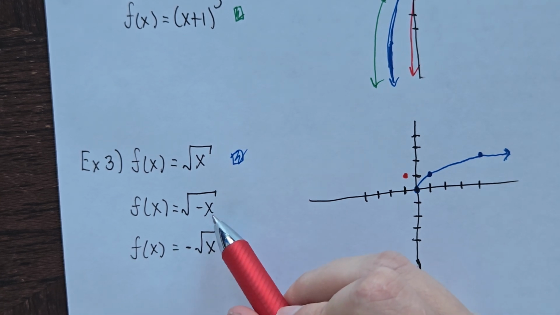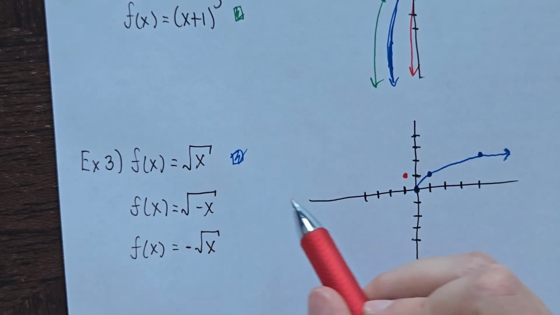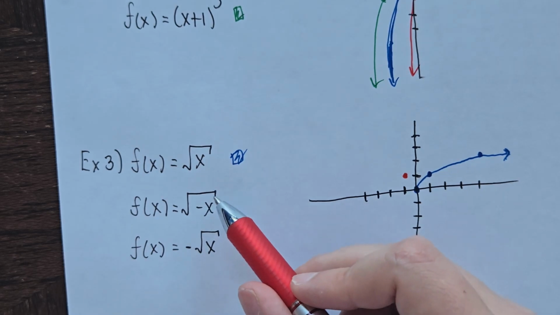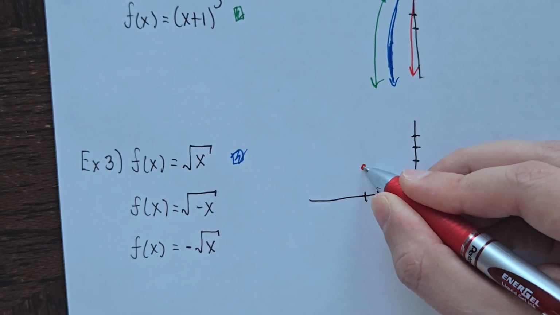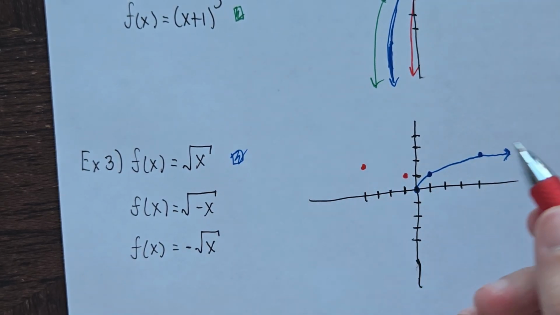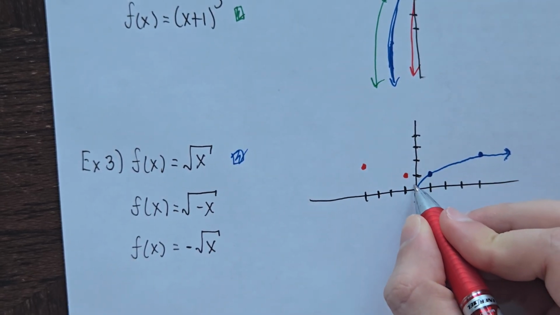Notice that if I plug in any positive values, it's actually just going to be negated. I can't do 1 because then that would be negative 1 inside of here. The only other point that would work would be negative 4, because negative 4 would be positive 4, and the square root of that would be 2.